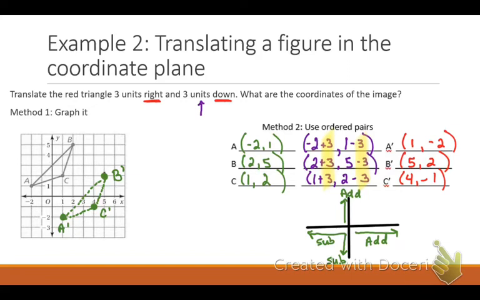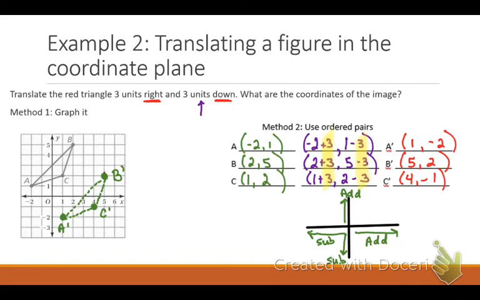What is the ordered pair for point B? Just look at your graph and read it. What is it? 5, 2. Look at B over here. 5, 2. Okay? What is your ordered pair for A? 1, negative 2. Look at point A over here. 1, negative 2. And then point C? 4, negative 1. And what do we see here? 4, negative 1. So it doesn't matter if you graph it or you use your ordered pairs, you get the same image. Okay? It just depends on the information the problem gives you. If it gives you ordered pairs, it's a waste of time to try to do a graph. Just do the addition and subtraction.